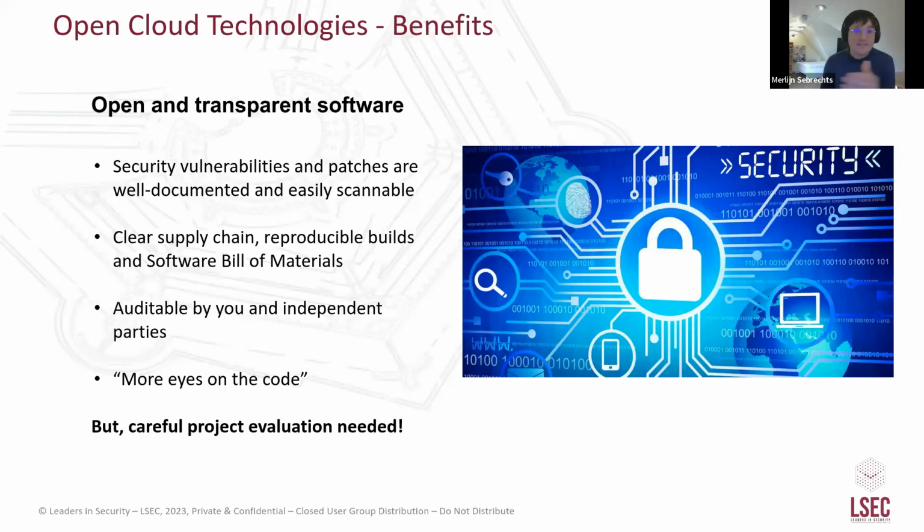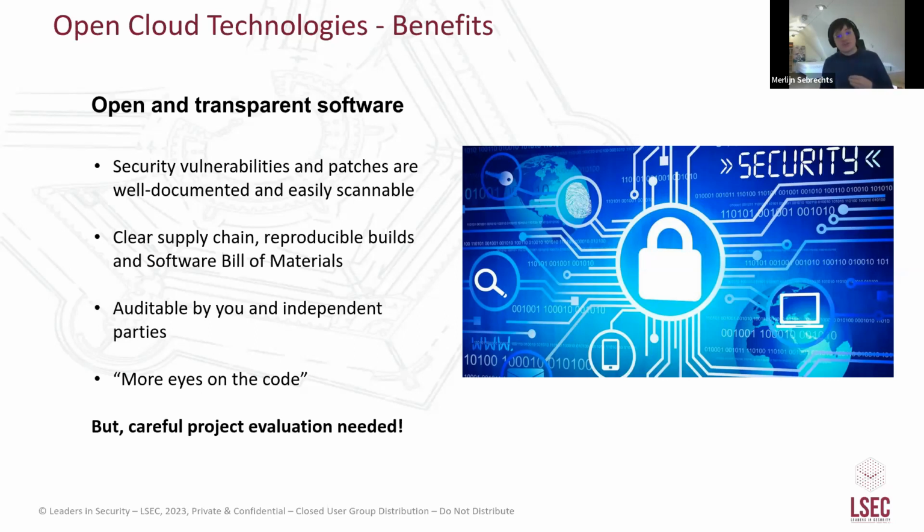Then another benefit is that the software is open and transparent. This has a big impact on the security of your code. Security vulnerabilities and patches are well documented and are easily scannable. With open source software, it's incredibly easy to figure out what version of software you're using and whether those versions are compromised, what security vulnerabilities are present in those versions. Same with reproducible builds.